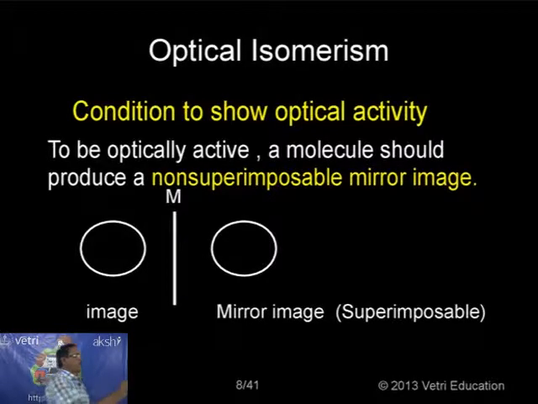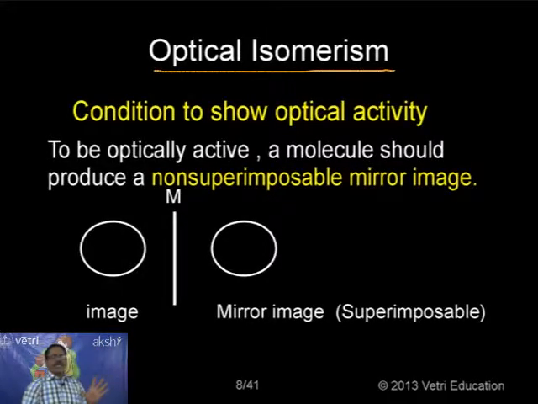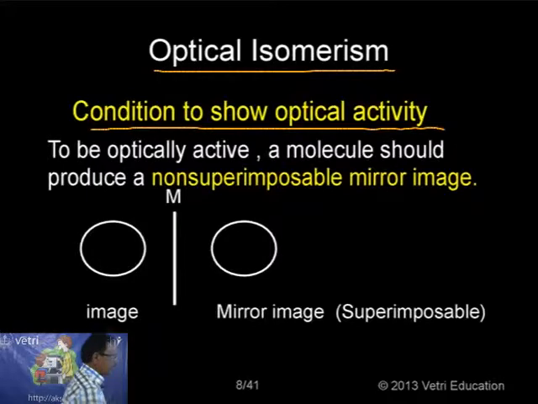Now, optical isomerism. I have already defined what optical activity is. Optical activity is the experimentally measured quantity that we can measure with an instrument called a polarimeter. We can measure positive as well as negative values. Now, what is the condition to show optical activity? Normally in examinations, the question can be which one among the following will show optical activity, or which will not show it. Let me explain how to answer this question.